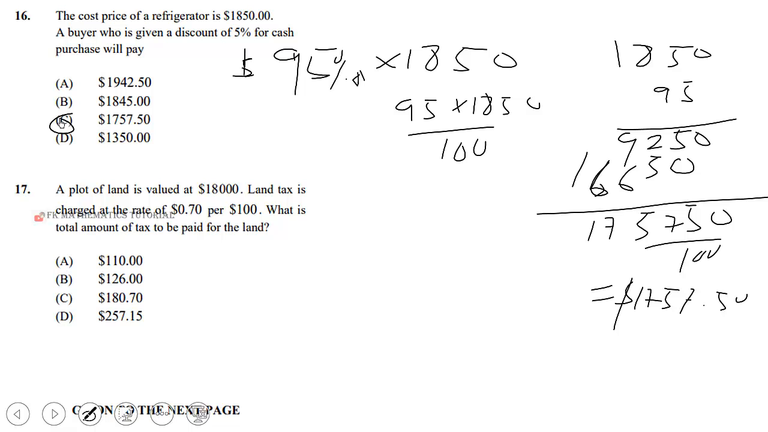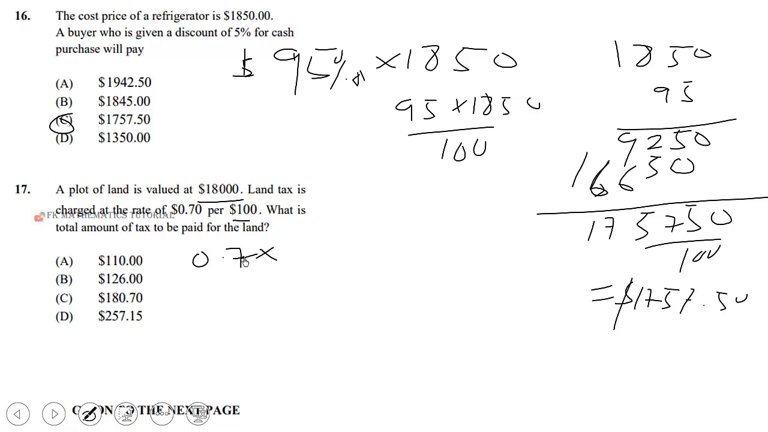Then we have a plot of land which is valued at $180,000. Land tax is charged at the rate of 0.7 per $100. What is the total amount of tax to be paid for the land tax? So first, we have to find the number of $100 in $180,000 and multiply the result by 0.7.